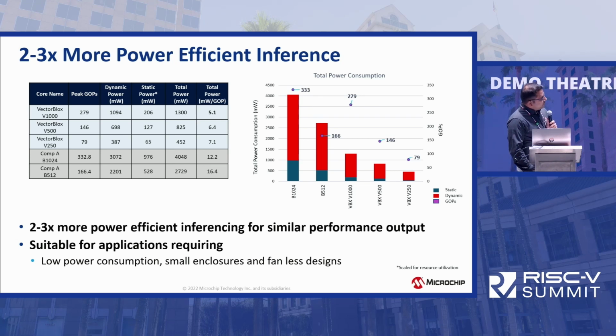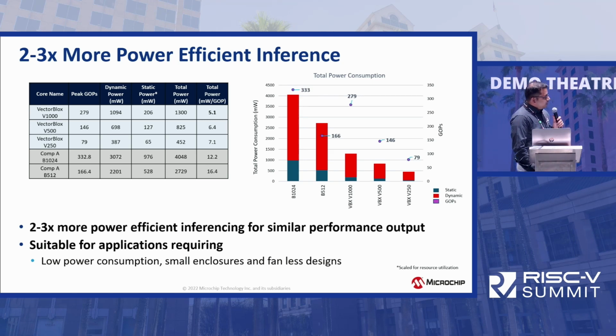The first two bars you see here are the power consumption figures of some of our competitors. The dots on top are the performance, or GOPS, of the competitive solutions. The first bar, for instance, gives you 333 giga operations per second of performance, while it consumes about 4 watts of power. The next one is 166 giga operations per second, while it consumes 2.7 watts of power.